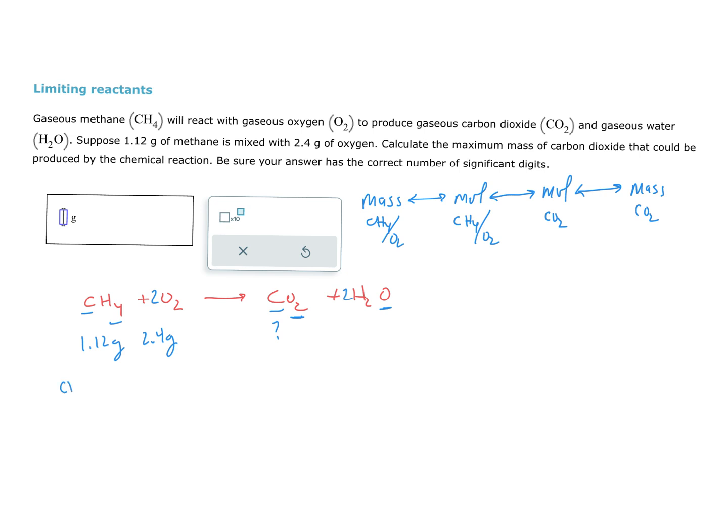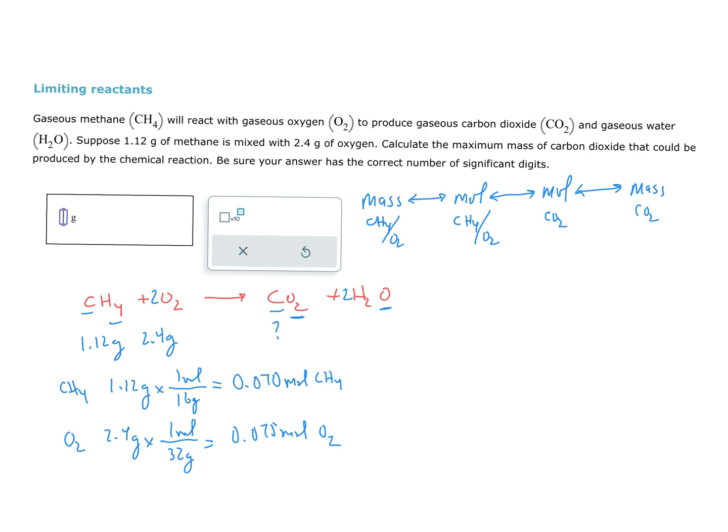So we'll start with the methane. I've got 1.12 grams, and of oxygen, I've got 2.4 grams. All right, oxygen, 32 grams per 1 mole. Methane is 16 grams per 1 mole. So I've got 0.07 moles of methane, and I've got about 0.075 moles of oxygen. We can't compare the numbers here because remember, they react in different amounts. I need 1 cup of methane for every 2 cups of oxygen, right? 1 mole to 2 moles.